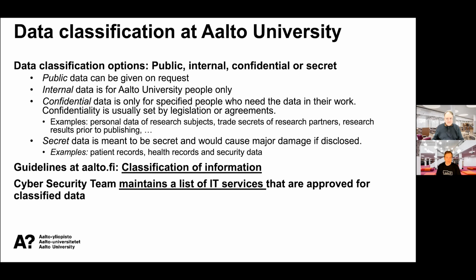Basically, the details of the classification scheme might vary between organizations, but usually there is public data that is okay to be shared, can be given on request. Then something internal that is specified for the organization only, or for example, everyone at Aalto University, that's a large community anyway. And confidential and secret are more and more restricted and more limited to people who should have access to that information.